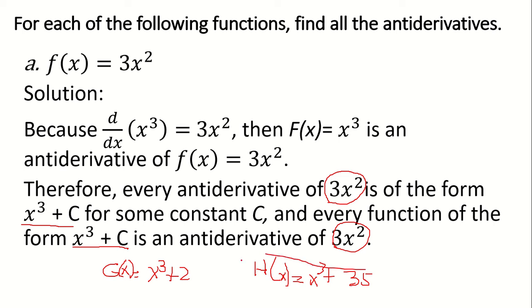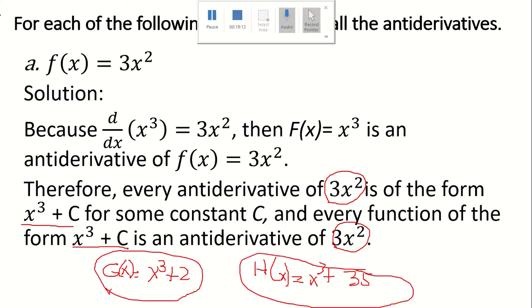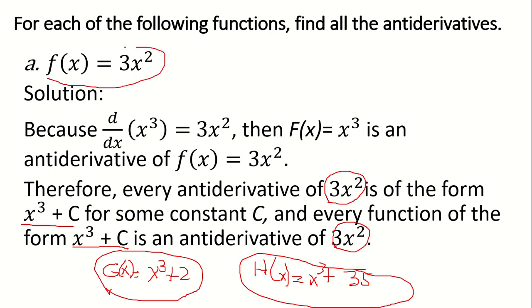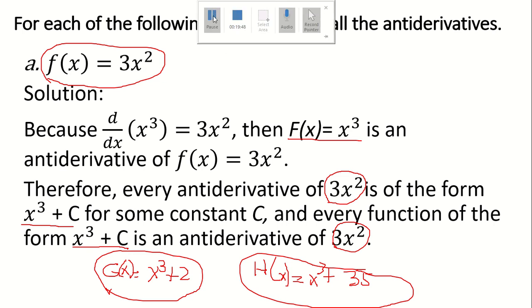So lahat ng mga functions na to, all of these functions are considered as antiderivatives of the function small f of x is equal to 3x squared. Kasi kapag kinuha natin yung derivative ng mga to, ng f of x is equal to x cubed, g of x is equal to x cubed plus 2, h of x is equal to x cubed plus 35, and all other functions of the form x cubed plus c for some constant c, lahat ng yan ay antiderivatives of the function small f of x is equal to 3x squared.